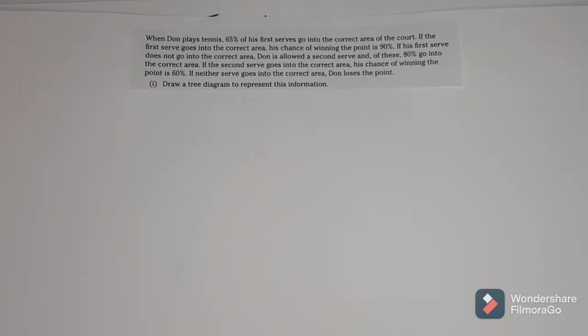my question says that when Don plays tennis, he has a 65% chance of his first serve going into the correct area of the court. If the first serve goes into the correct area, his chance of winning is 90%. If his first serve does not go into the correct area, then he gets a second serve. And of these, 80% go into the correct area. If the second serve goes into the correct area, his chance of winning the point is 60%. If neither serve goes into the correct area, then he loses. And now we need to draw a tree diagram.